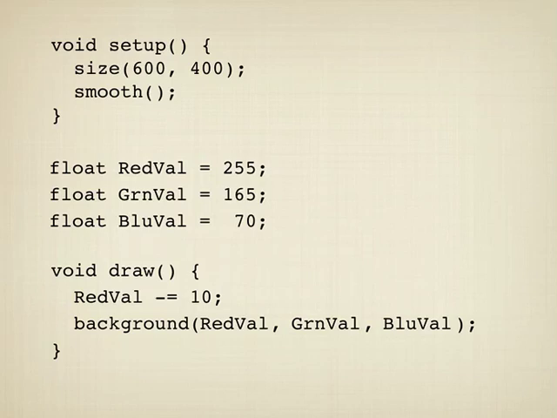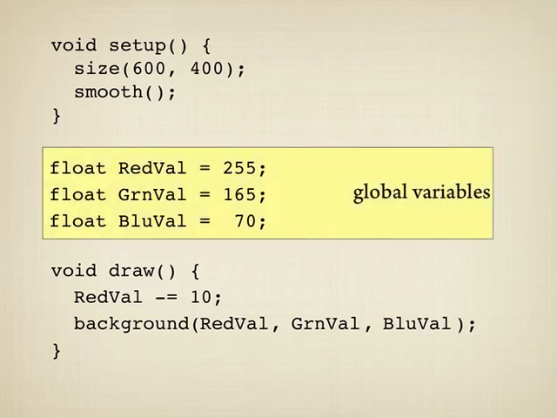And it retains that memory because redval doesn't belong to draw. It doesn't go away when draw is over. It doesn't get created when draw begins. It exists outside of draw. That's why we call these global variables. They are visible globally. They are visible to the world. So that's really the difference between local and global variables.